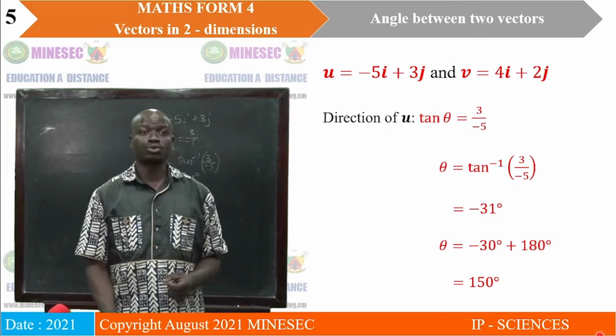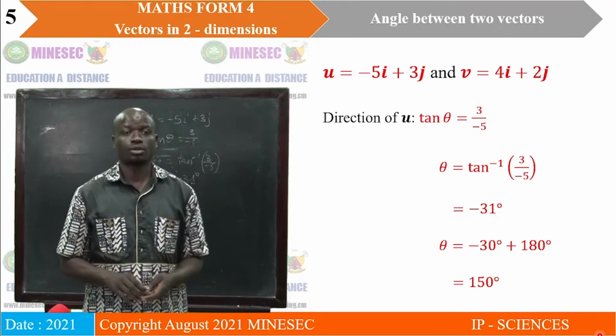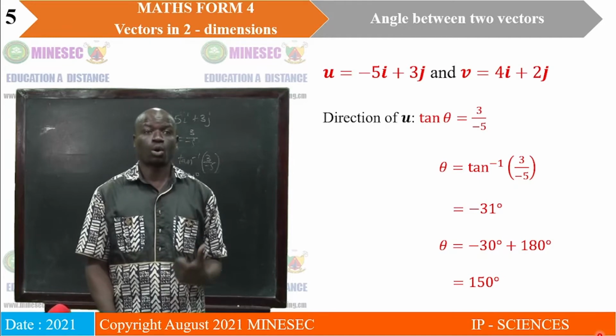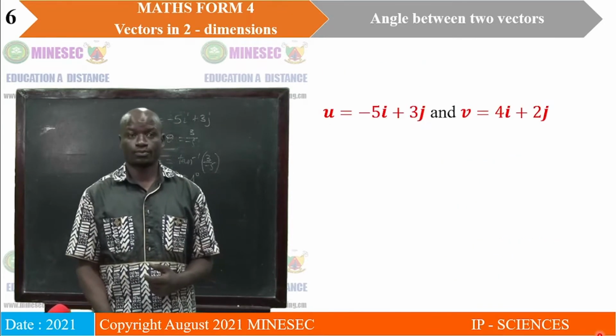So we have to do that. That's 180 minus 31 degrees, or negative 31 plus 180 degrees. So always take note of the region in which the vector itself is found.